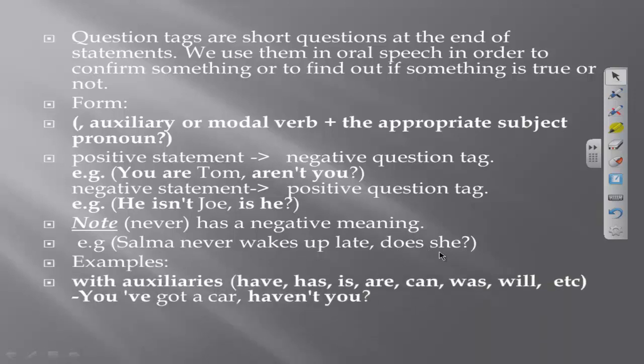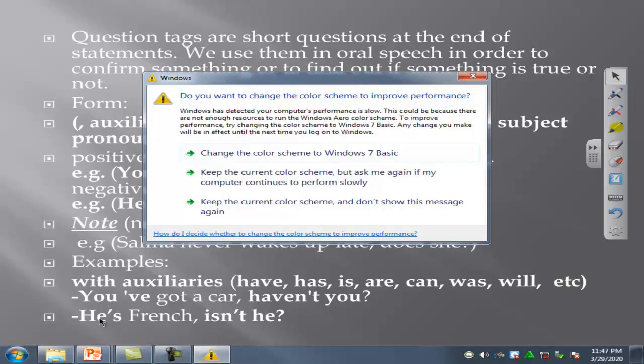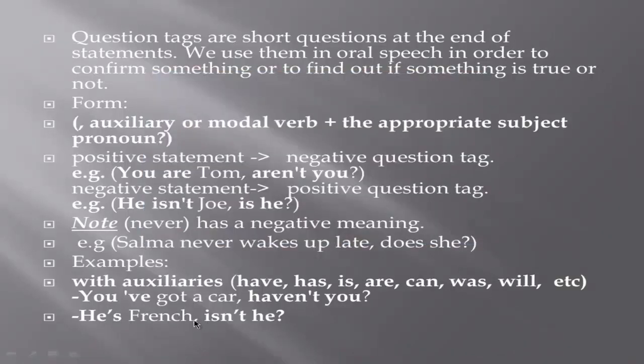Example: you have got a car. The verb here is have, so haven't you? He is French. The verb here is is. The negative of is is isn't. Isn't he?